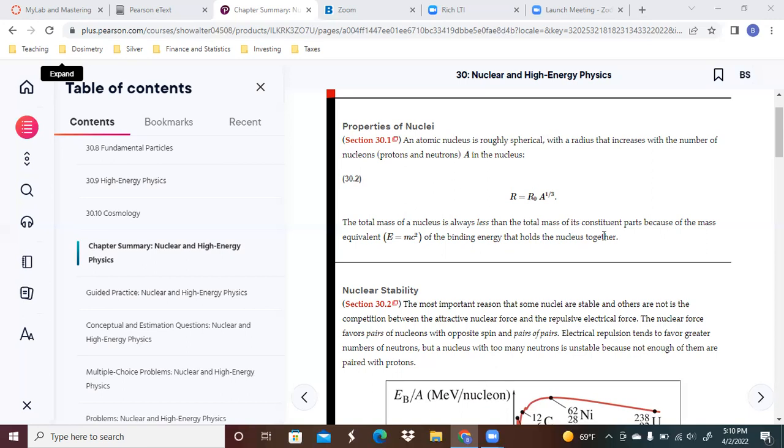And the reasoning for that is that you have a certain amount of energy that it's going to require in order to hold that sucker together. And so that mass defect that you have there, the difference between what the nucleus actually weighs and all of its constituent parts, that goes to energy to hold it together.